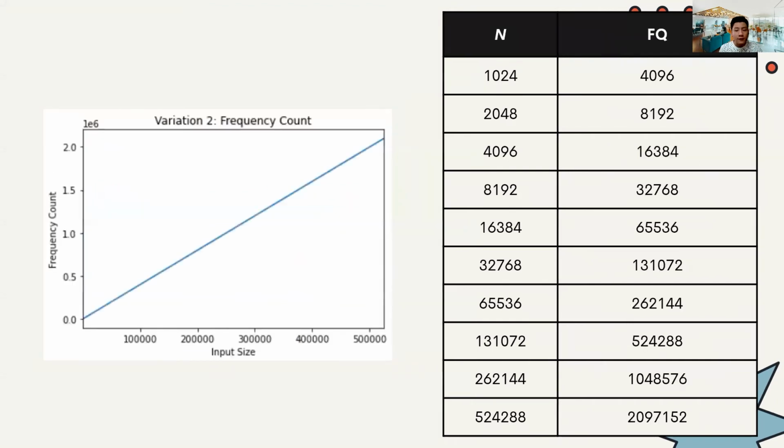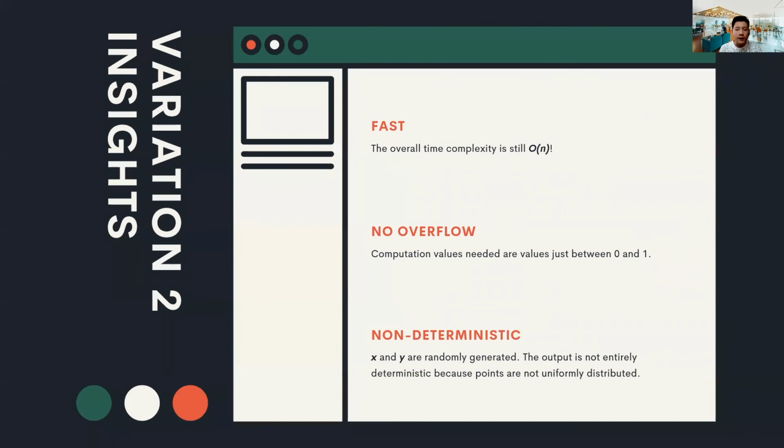So in this graph, we can see that the frequency count is indeed linear, that the frequency count is just 4 times that of the input size. It's also linear. So based on what we've learned from variation 2, we can conclude that this algorithm is also fast, having a linear time complexity, similar to variation 1. It also prevents overflows as the values required are just between 0 and 1, just floating point values.